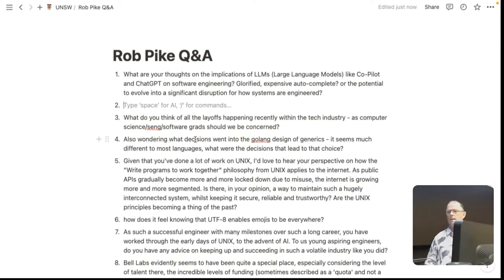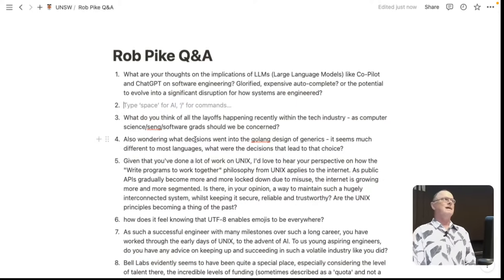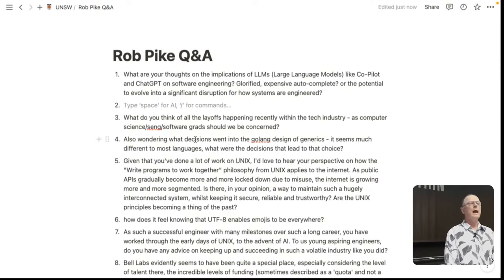There's a lot of layoffs happening at the moment in the tech industry. I'm sure you're aware. As computer science, software engineering, and computing engineering graduates, should we be concerned? Well, yeah, you should be concerned, of course. But does it concern you personally? I don't know.